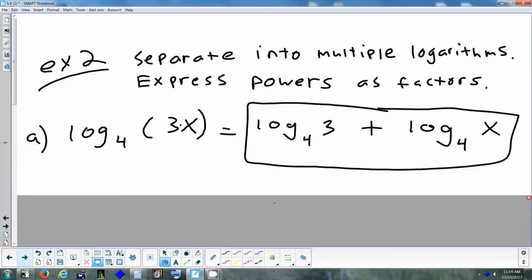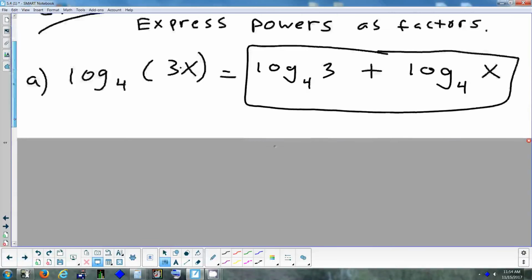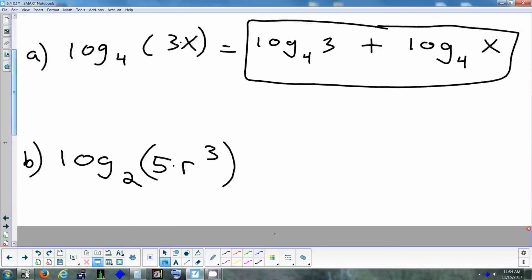Okay, they get a little harder, but that's the basic idea. That's how we just took a log and we split it into 2. Okay, let's try this one. Log base 2 of 5r cubed. Okay, so inside parentheses, how about Hannah? Do we have a product in there or a quotient? It's a product. It's something times something. Multiplying 2 things together. So a product, how did we say that splits? It's going to split as a sum.